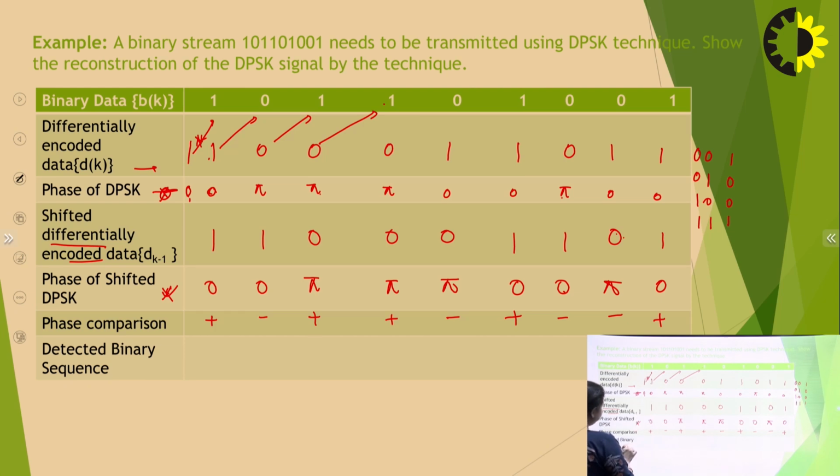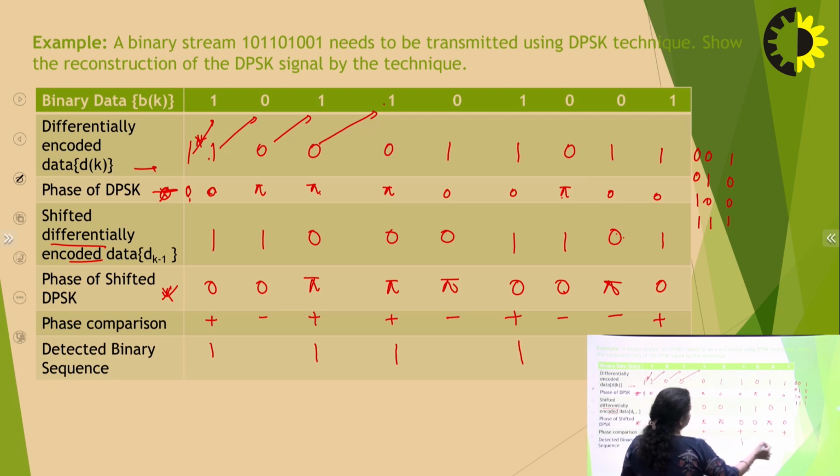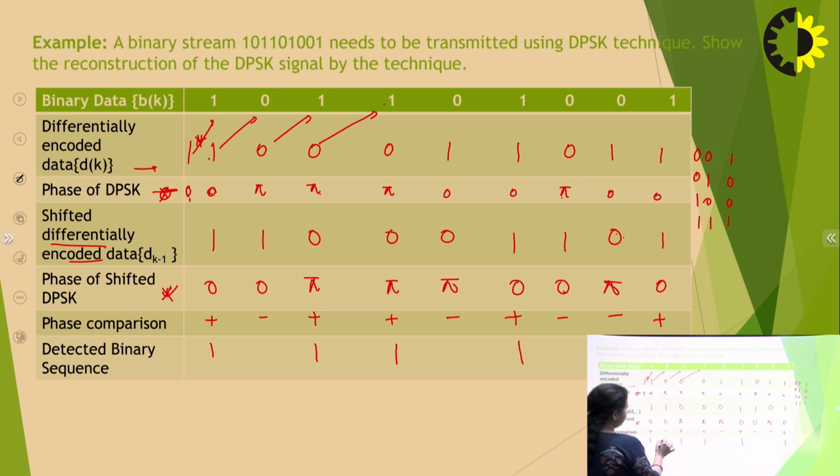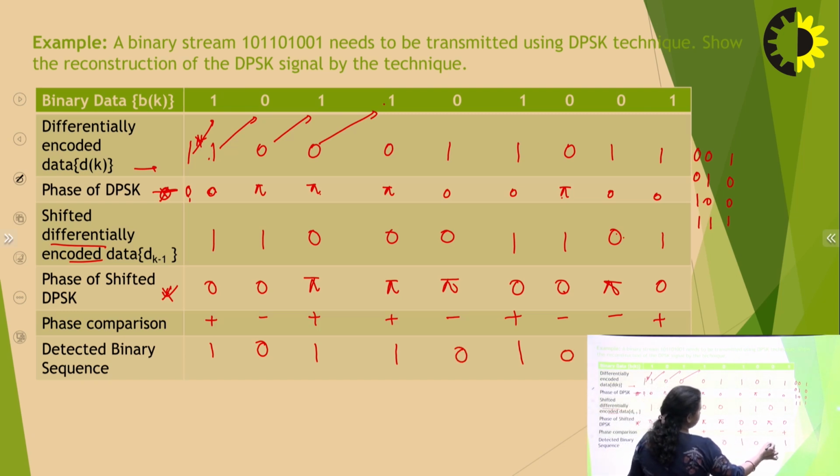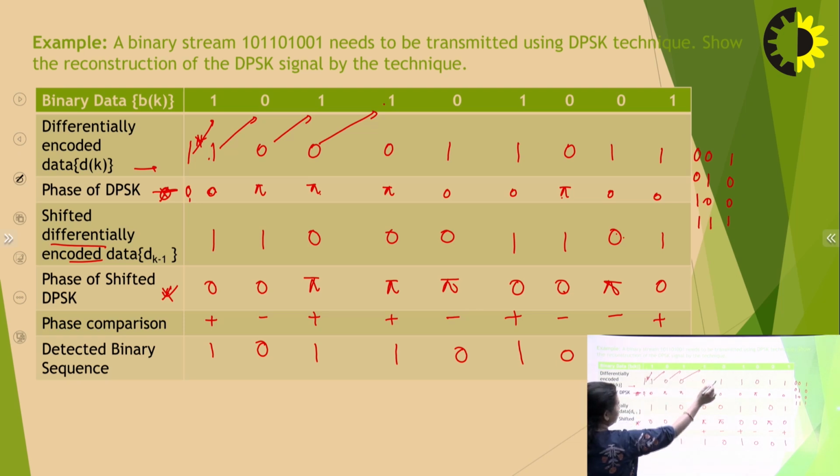So for the detection part, wherever you are receiving plus, you just put 1, and where you are getting minus, you just put 0. Now check whether you are getting the same sequence which you have sent to the transmitter part. So see, 1 0 1 1 0 1 0 1 1 0 1 1 0 1 0 0 1. So here this particular detected sequence is matching our binary sequence.